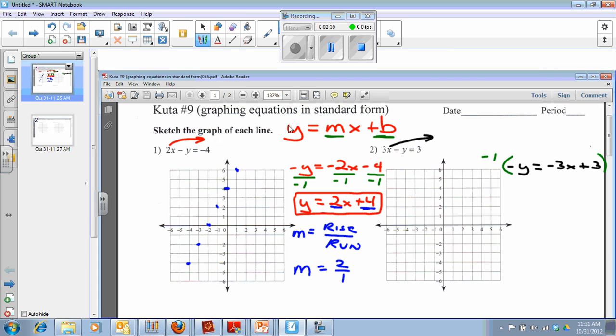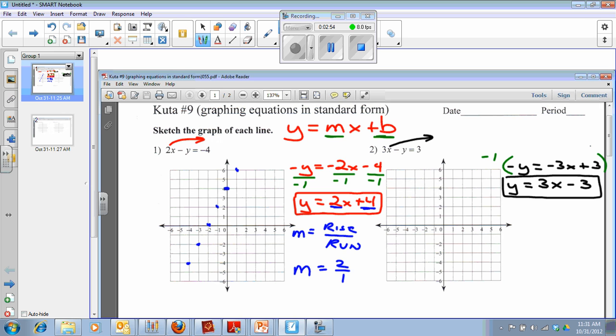A negative 1 times a negative y becomes a positive y. A negative 1 times a negative 3x becomes a positive 3x. A negative 1 times a positive 3 becomes a negative 3. That's the form I wanted in, slope-intercept form, to graph it.